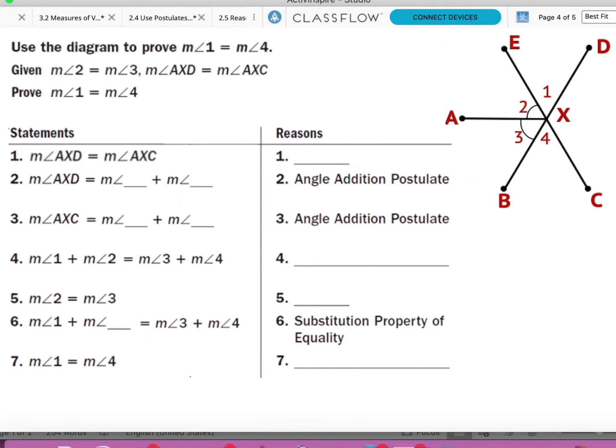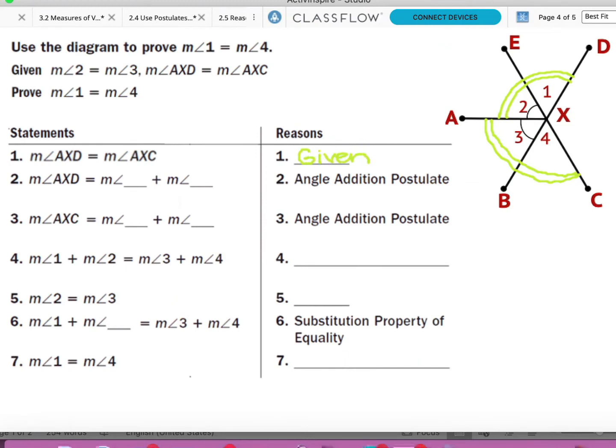So in this diagram, it's given that angle 2 and angle 3 are equal. Swoop, swoop. Already marked there. Also, the measure of angle AXD, that's the big combo of angle 1 and angle 2, is equal to the measure of angle AXC. AXC would be this combo of angles 3 and 4, right? So those are our givens.